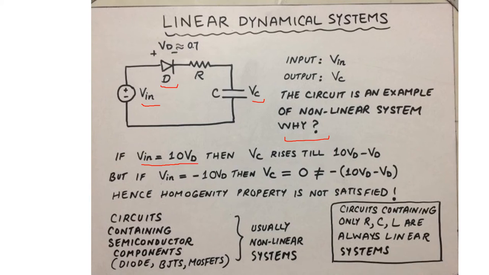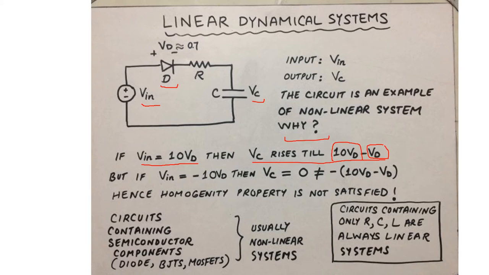then the output voltage Vc will follow the input voltage, which is 10 times Vd minus the voltage drop across the diode. So this is true as long as the Vin is non-negative.